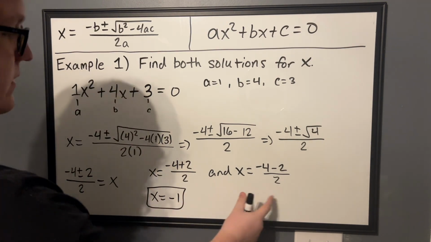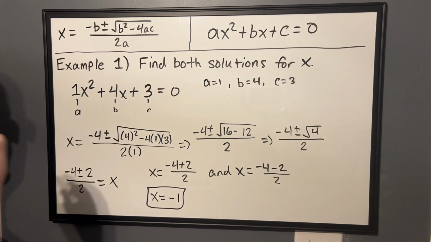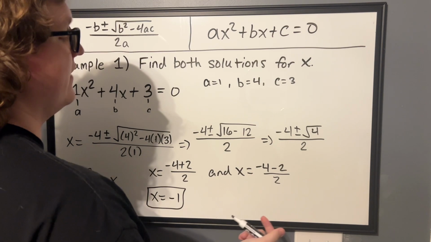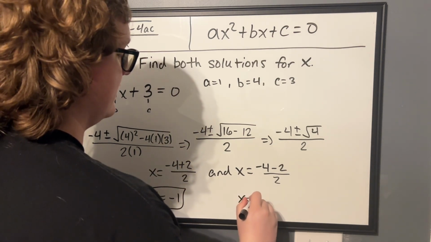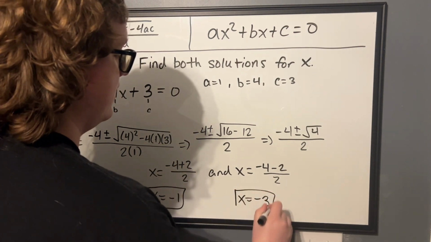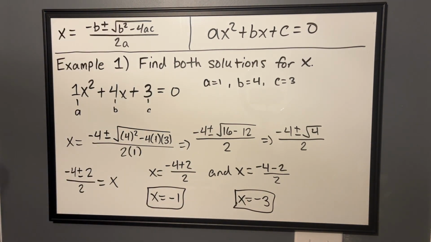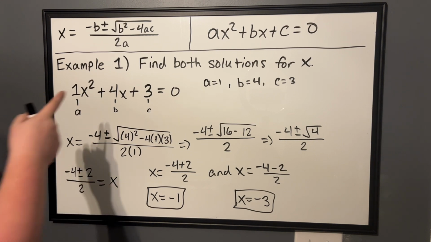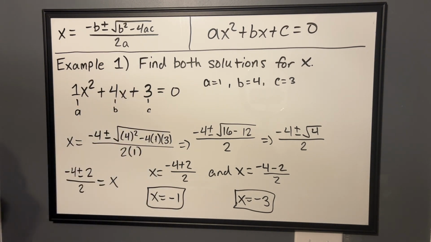But then we also have this one. We have negative 4 minus 2. Negative 4 minus 2 is negative 6. Divide that by 2, we get x is equal to negative 3. So that means that negative 1 and negative 3 are the two solutions for x in the equation x squared plus 4x plus 3 equals 0.